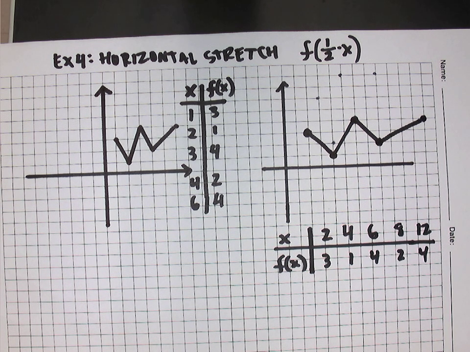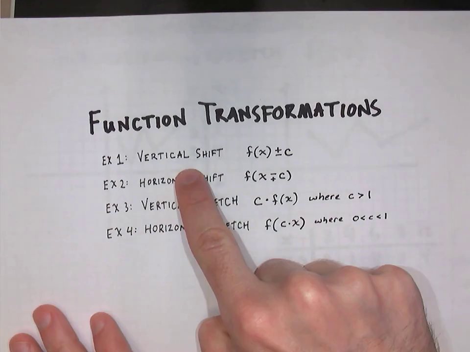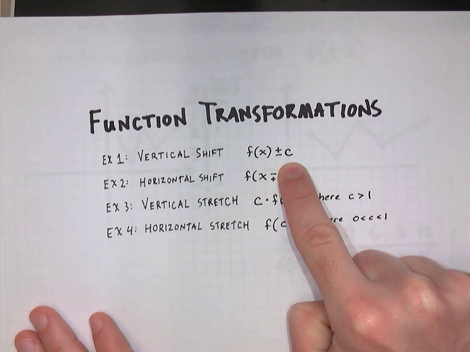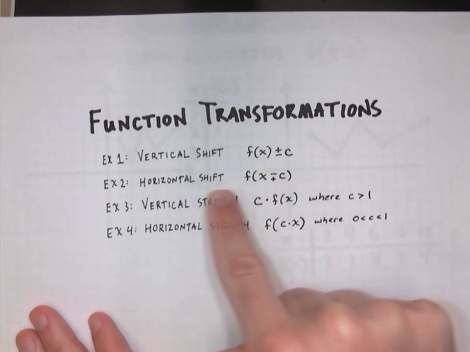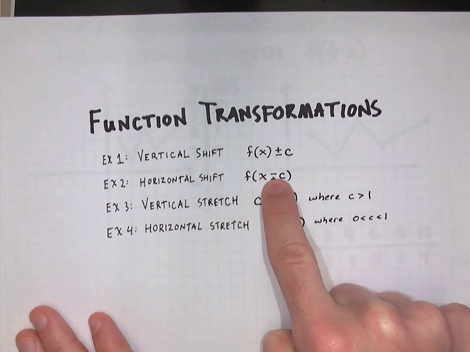Okay, so those are our 4 examples on function transformations. Just to recap real quick, vertical shift, you can shift the function up or down by adding or subtracting a constant on the outside. To shift it left or right, that's called a horizontal shift. To go right, we subtract the constant. To go left, we add the constant.